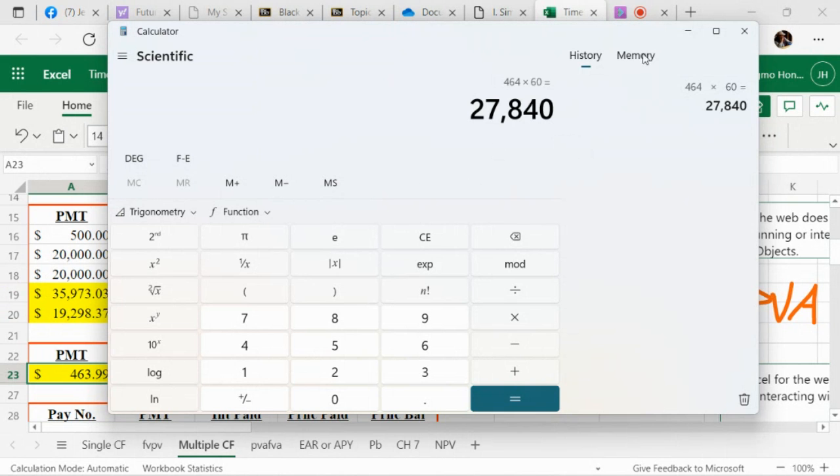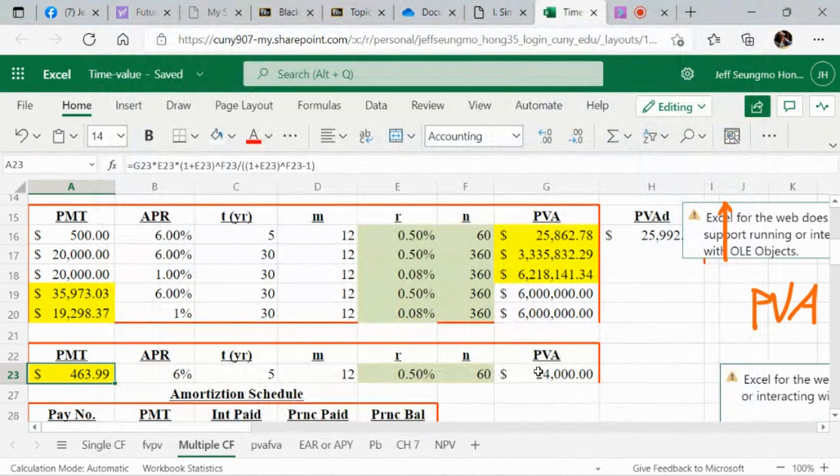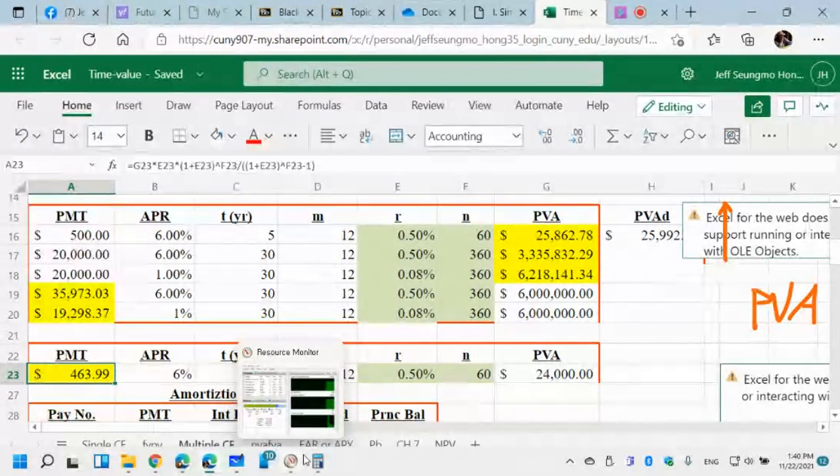Present value of all of those monthly 464 payments. In other words, when you discount all of those monthly payments to time 0, it must be equal to the original principal of 24K, right? So actually you're paying back principal plus interest, because all that interest is already included in the payment, okay?